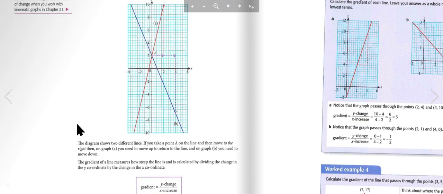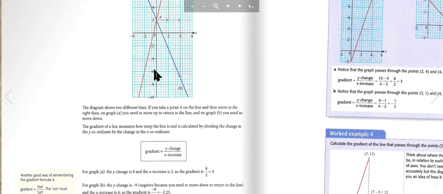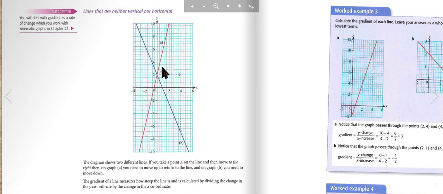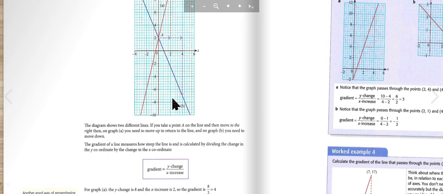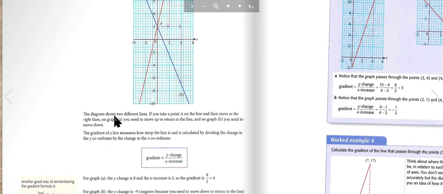The diagram shows two different lines. If you take a point A on the line and then move to the right, then on graph A you need to move up to return to the line, and on graph B you need to move down. The gradient of a line measures how steep the line is and is calculated by dividing the change in the y-coordinate by the change in the x-coordinate.